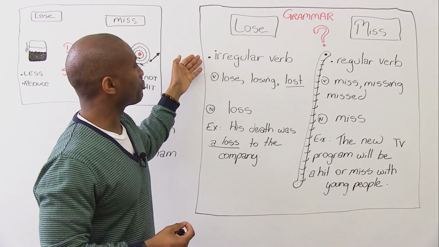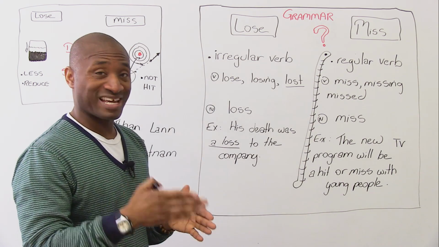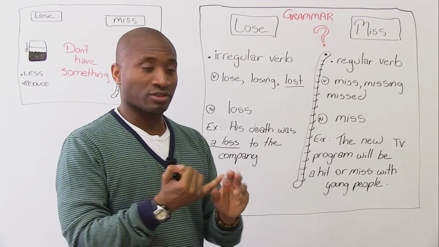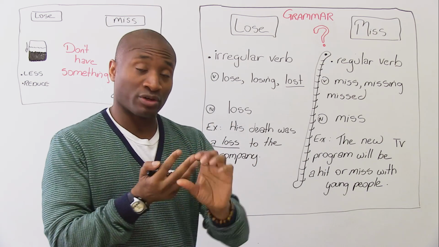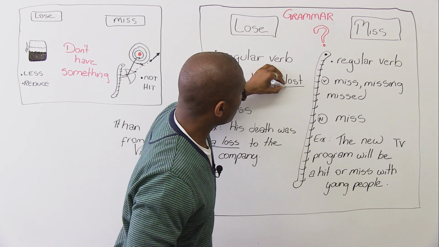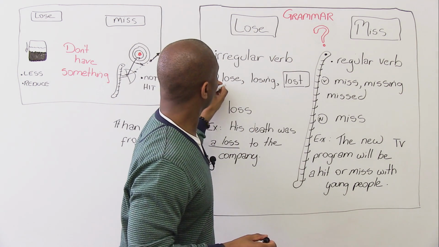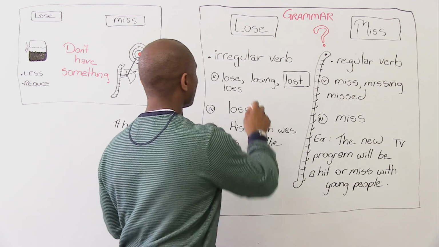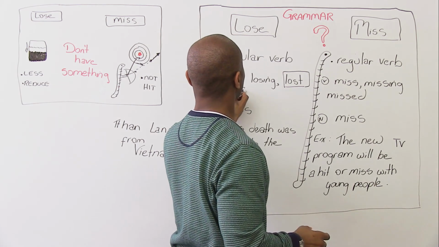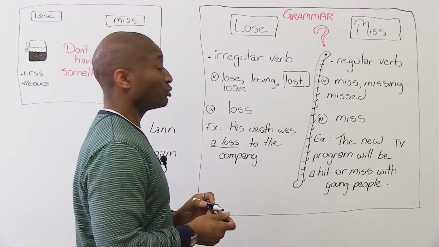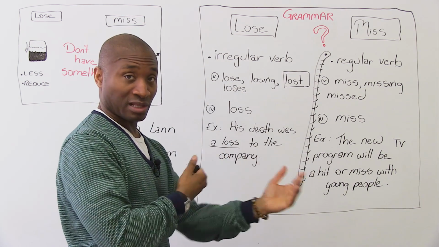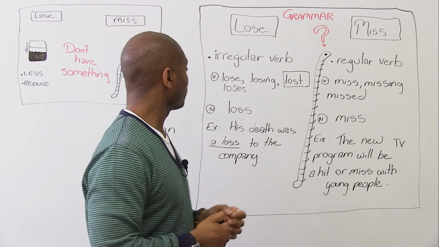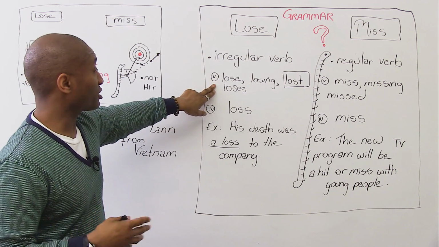Lose is an irregular verb. What that means is it doesn't follow the standard order or the usual way we do things. Lose, loses, losing. The base form is lose, as in before I lose my mind. Loses, as in he loses everything. Losing, when you're in the middle of present continuous. But the past form is lost. We change it. It makes it irregular, okay?